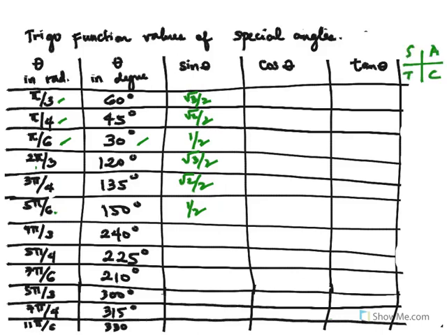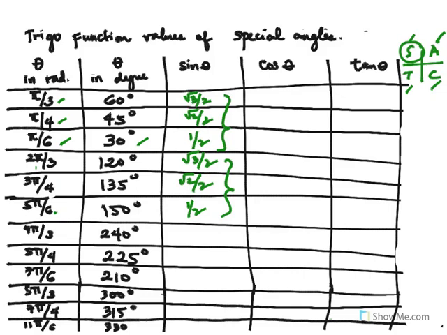ASTC, the signs of the trigo function values. In the first quadrant, all are positive. Sine, cosine, tangent are positive in the first quadrant. In the second quadrant, only sine is positive. In the third quadrant, only tangent is positive. In the fourth quadrant, only cosine is positive. So the values of sine in the first quadrant are all positive. In the second quadrant, since sine theta is also positive, they are also all positive. In the third quadrant, the values of sine are negative. In the fourth quadrant, also negative.